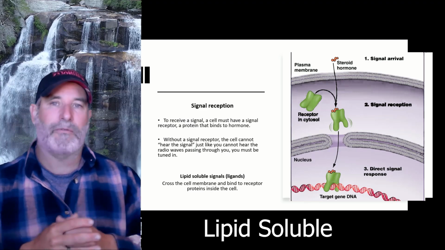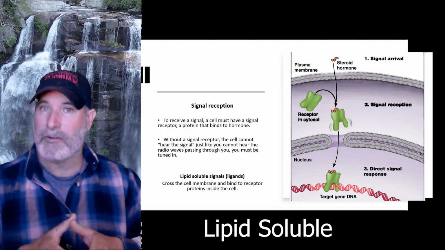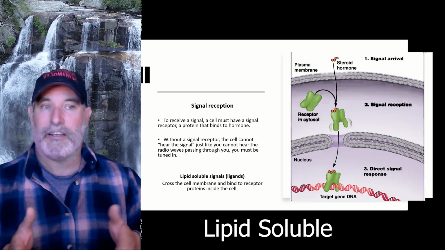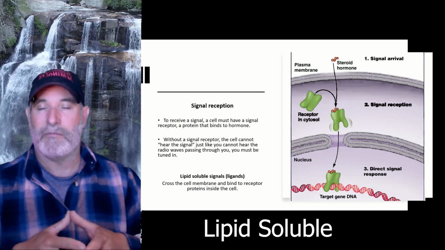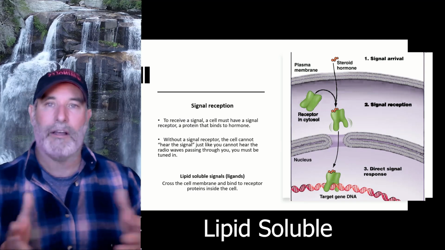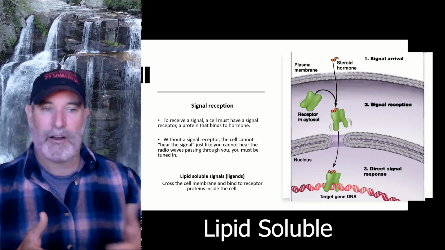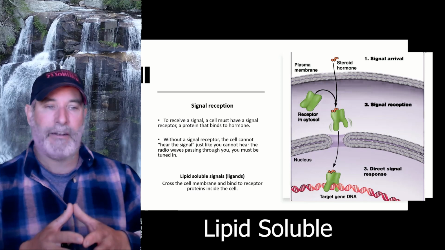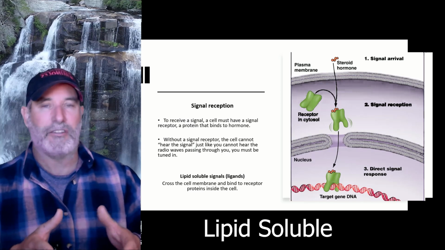So the receptor for those will be inside the cytoplasm. Now, nicely, it can get through the cell membrane very quickly, like a steroid hormone like testosterone or estrogen, and they will get in there and they can quickly respond, and there's all types of responses these can cause.